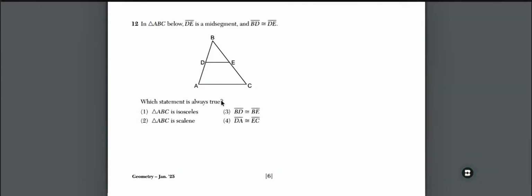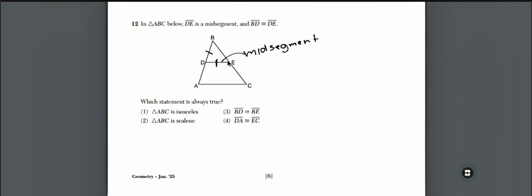Number 12 says, in triangle ABC below, DE is a midsegment, and line segment BD is congruent to DE. Which statement is always true? So it tells me that this is a midsegment, and it lets me know that BD is congruent to DE. So I have two congruent sides in a triangle, and I have a midsegment.